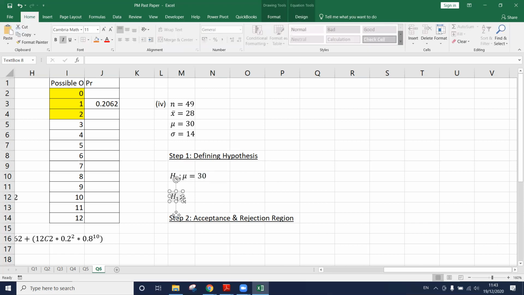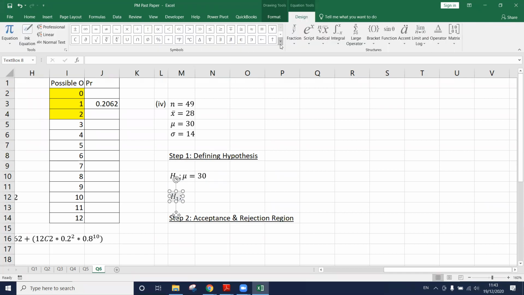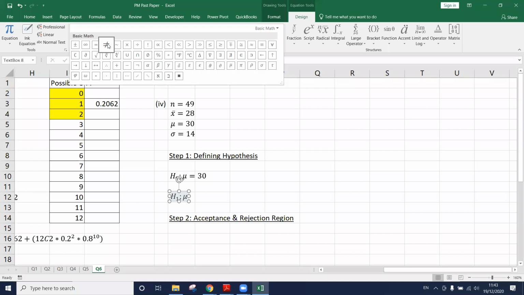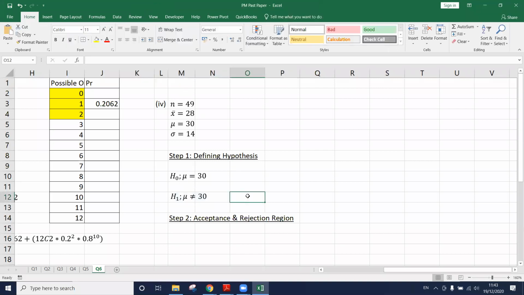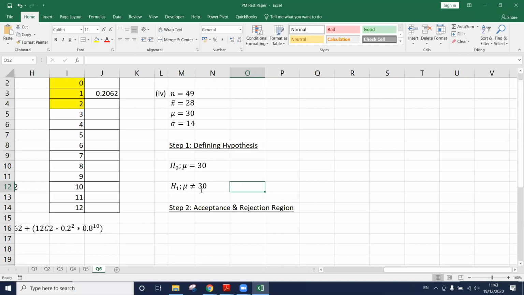If the null hypothesis is mu equals 30, what should be the alternative hypothesis? Mu does not equal 30. Yes, mu does not equal 30. Write H naught and H1 clearly. Equal in the null, and not equal in the alternative.